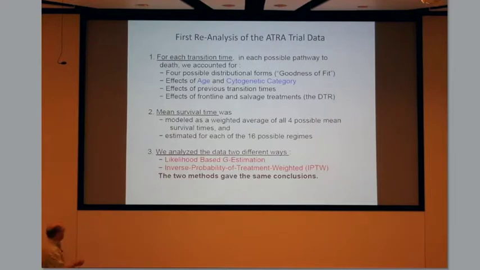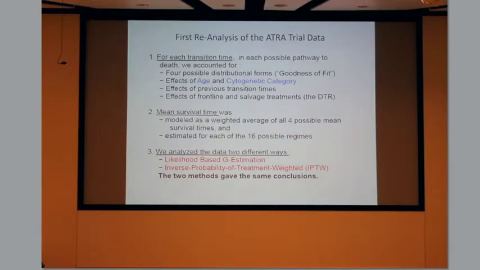Then we have the effects of previous transition time. So at some point in that plot I gave you, if we're modeling a transition time, we include all the previous transition times. Don't waste information, as Sir Ronald Fisher said 100 years ago. And then we look at the effects of the treatment. So these are the dynamic treatment regimes, or DTRs, the acronym, the thing we're evaluating. So mean survival time was modeled as a weighted average of all of these 4 possible mean survival times and estimated for each possible regime.